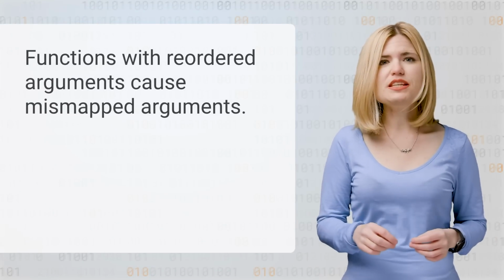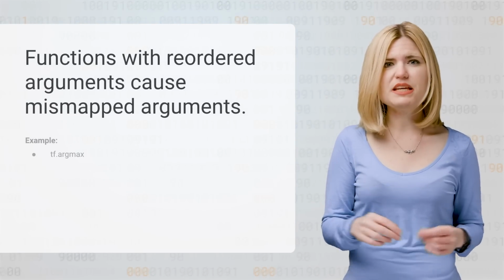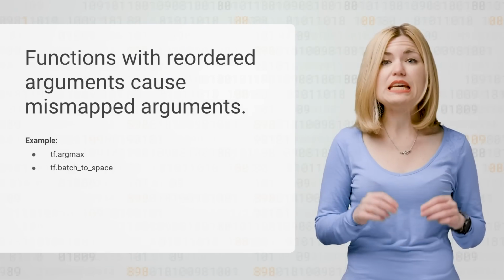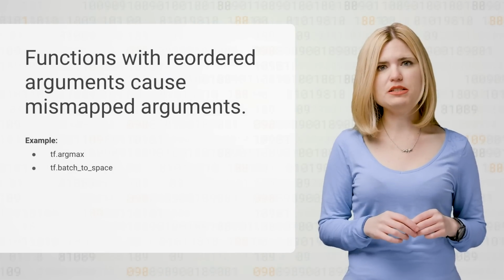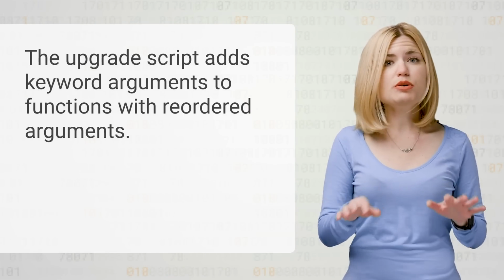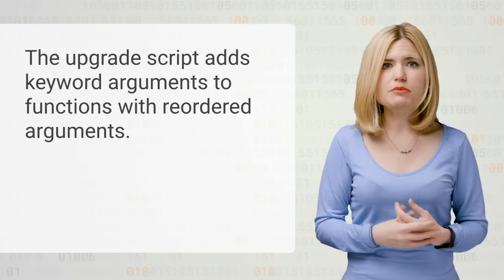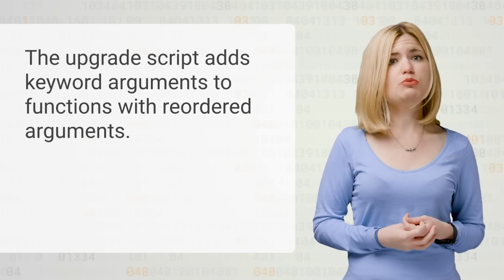Some warnings. Do not update parts of your code manually before running this script. In particular, functions that have had reordered arguments, like tf.argmax or tf.batch2space, cause the script to incorrectly add keyword arguments, and they get mismapped. This script does not reorder arguments. Instead, it adds keyword arguments to functions that have had their arguments reordered.